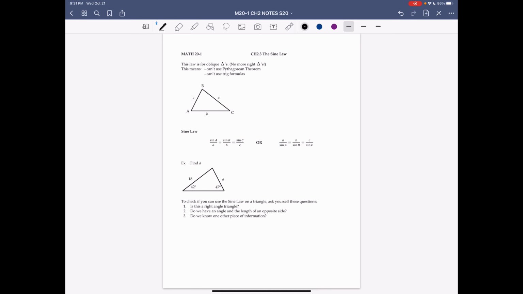Chapter 2.3, the sine law. The sine law is for oblique triangles, so non-right triangles. If we're not working with a right triangle, this means we cannot use Pythagorean theorem, and we cannot use the primary trig functions or SOHCAHTOA.